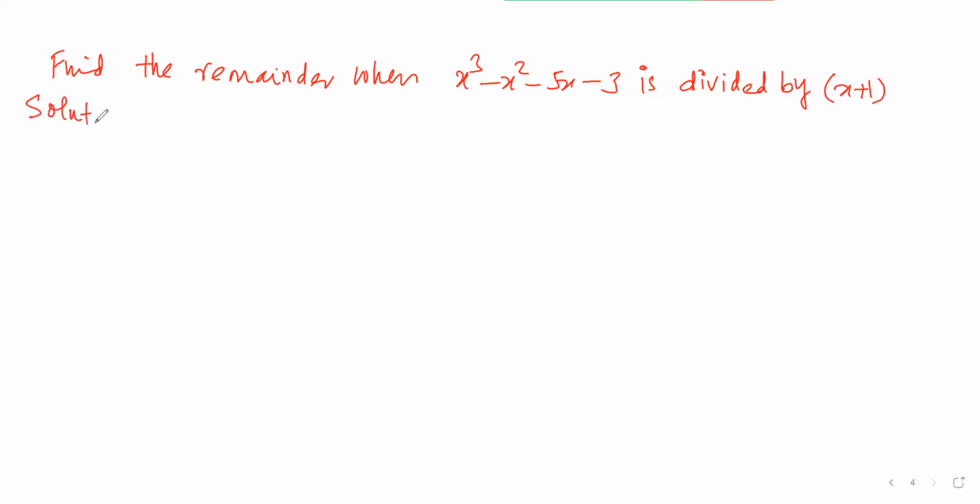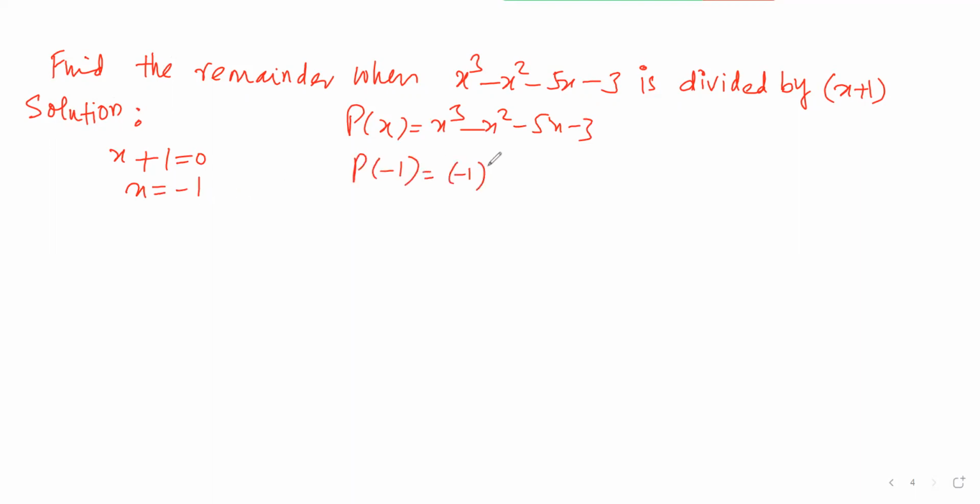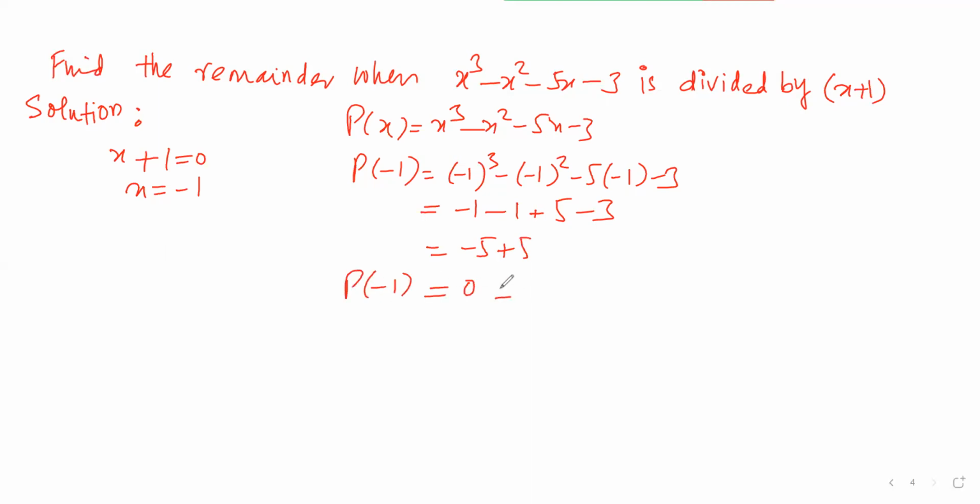So the solution is that p(x) is x cubed minus x squared minus 5x minus 3. The divisor is x plus 1. To find the value of x, use minus 1 here. So minus 1 cubed minus minus 1 squared minus 5 into minus 1 minus 3. This is minus 1 plus 5 minus 3, which is minus 5 plus 3... yes, 0. So the remainder is 0.